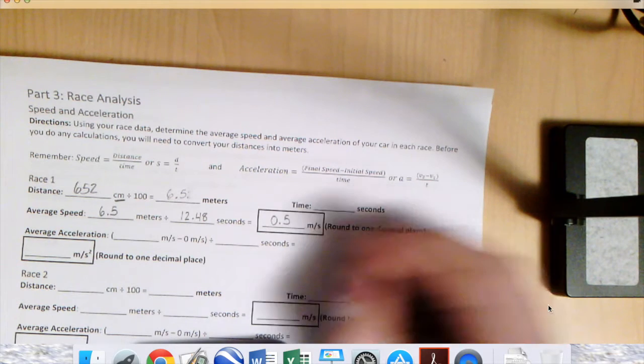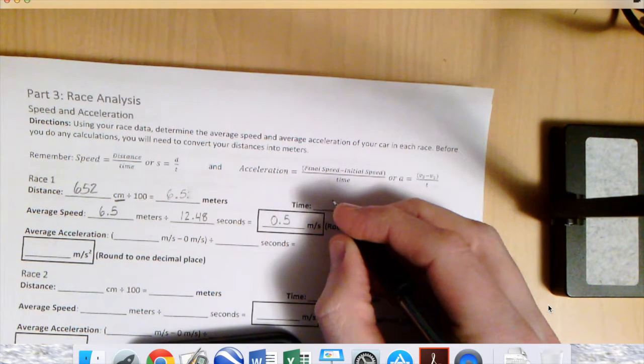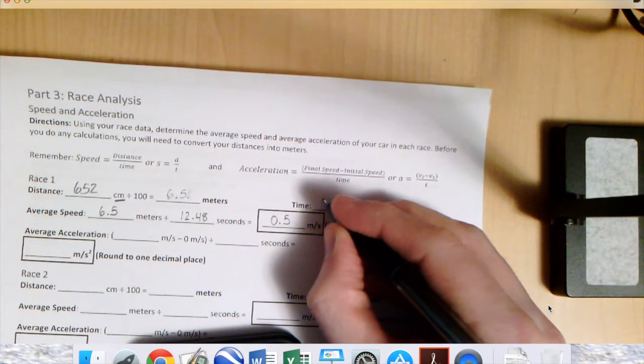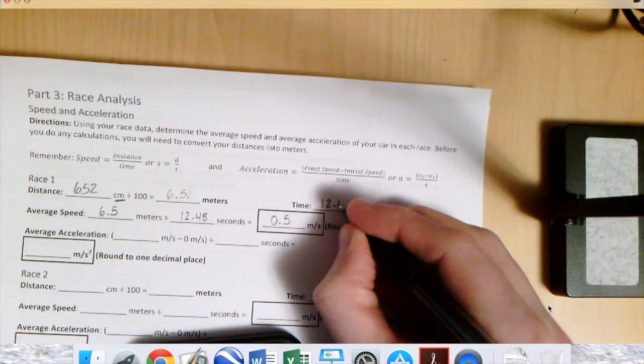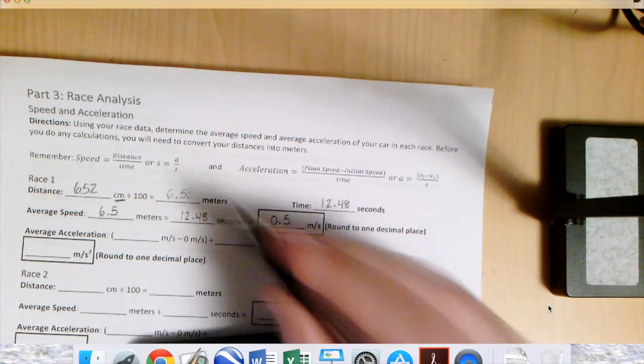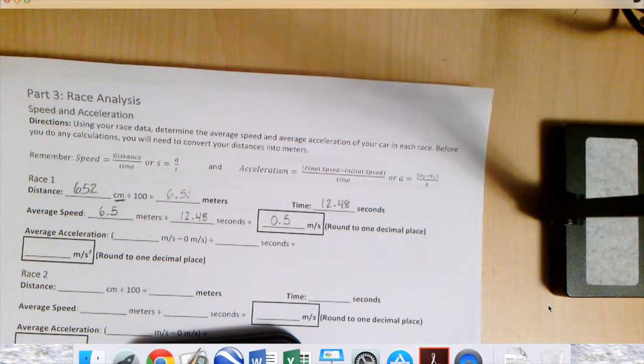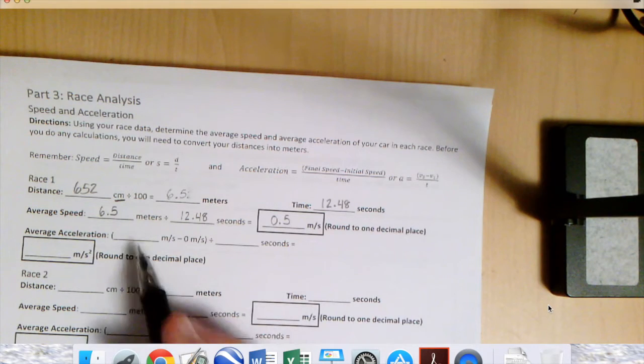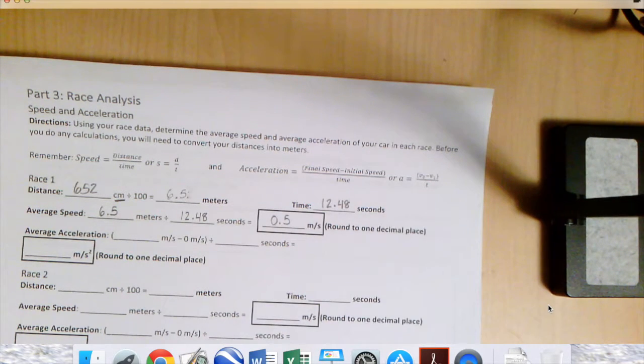So I'm going to put my speed in at 0.5 meters per second. And by the way, right here, see where I have time? You should figure it out by now. 12.48 was my time. What I'm making you do is put the information in and then plug it in. So now we're going to do acceleration. Our average acceleration, remember, is V2 minus V1 divided by T. Now we're averaging out all of the acceleration from the car speeding up and slowing down to a stop. It's not perfect, but you can see how it works.